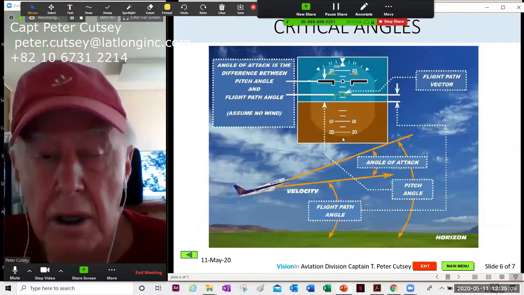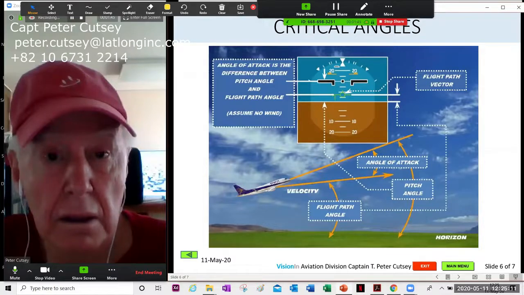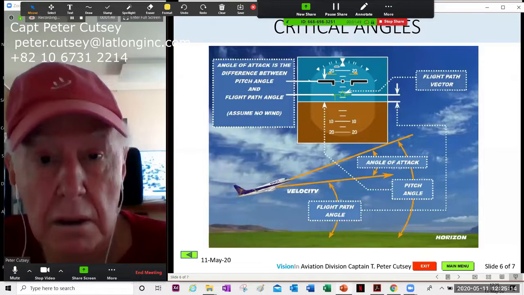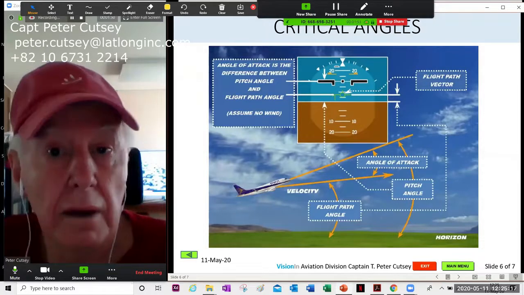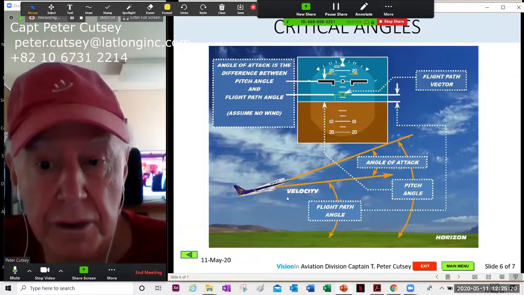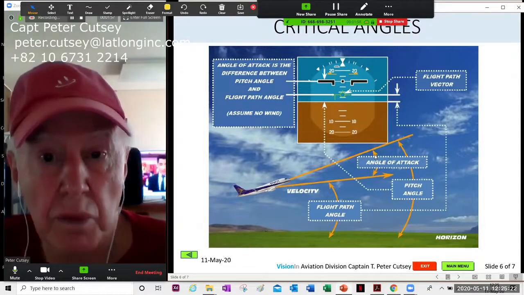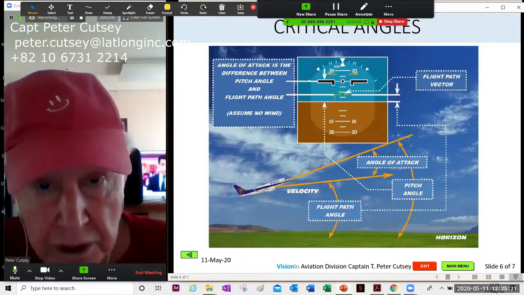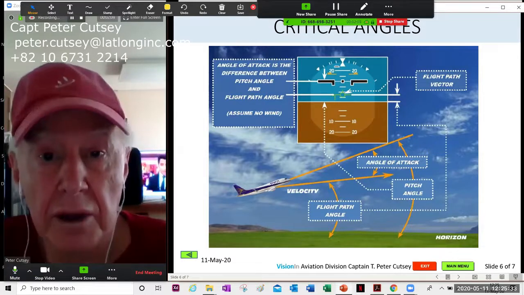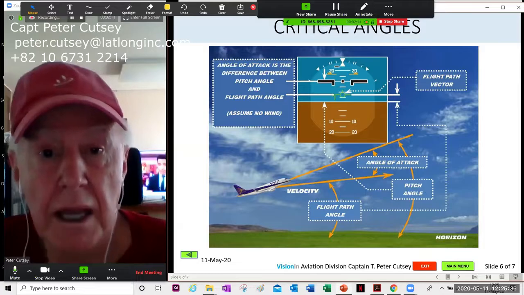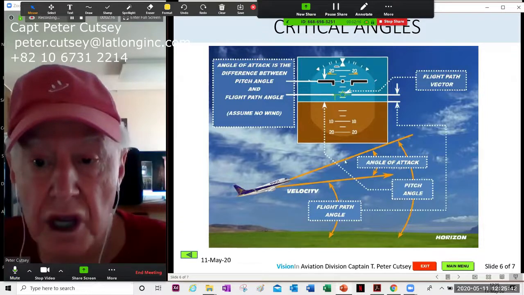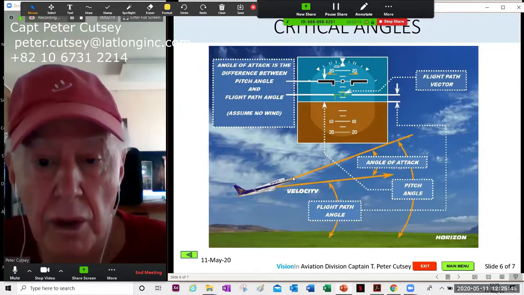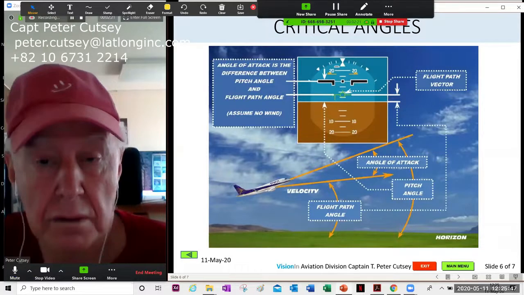We have a pitch angle, flight path angle, and angle of attack. This diagram describes them beautifully. The first one, easy to understand, is the pitch angle. That's what you pitch to when you rotate after takeoff. Let's say you rotate up to 15 degrees on your primary flight display. Well, that angle is the angle the longitudinal axis, this axis here, is making with the horizon. We learned that when we first started to fly.